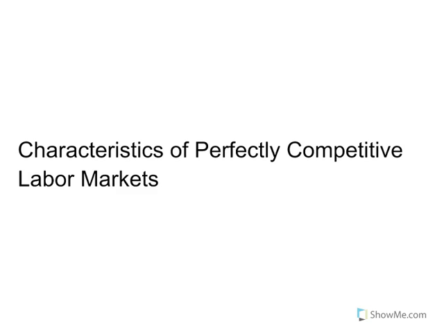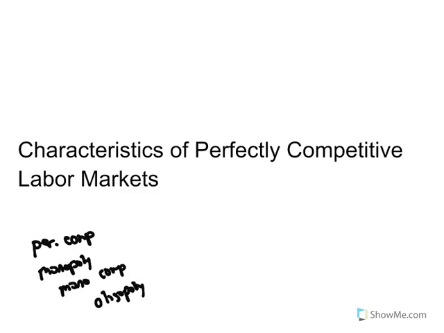And just like product markets, factor markets can have different market structures, right? So remember, in product markets, we had perfectly competitive product markets. We had monopoly, we had monopolistic competition, and we had oligopoly. The good news is that in this unit, we're only going to focus on perfectly competitive labor markets and monopoly labor markets, which are called monopsony.